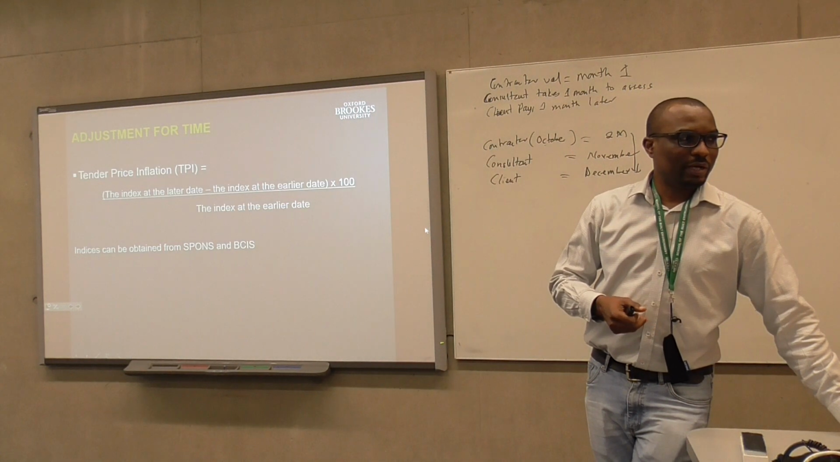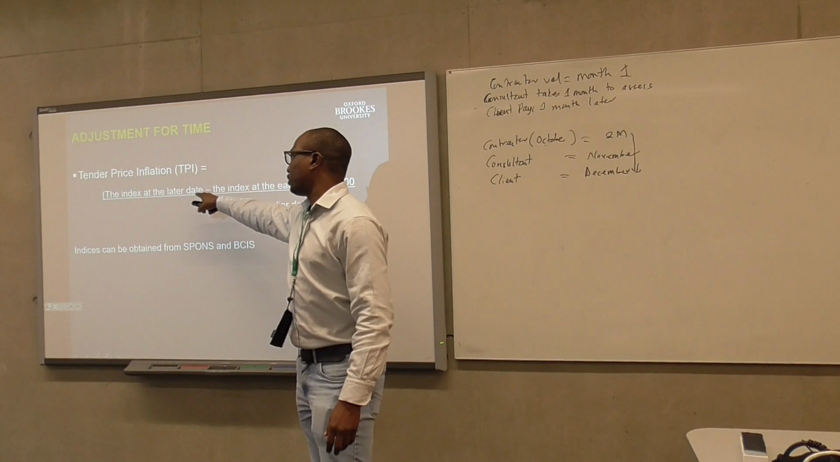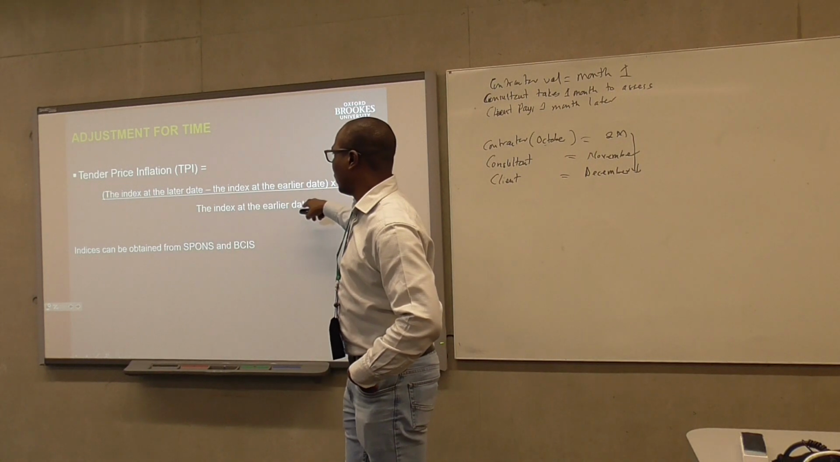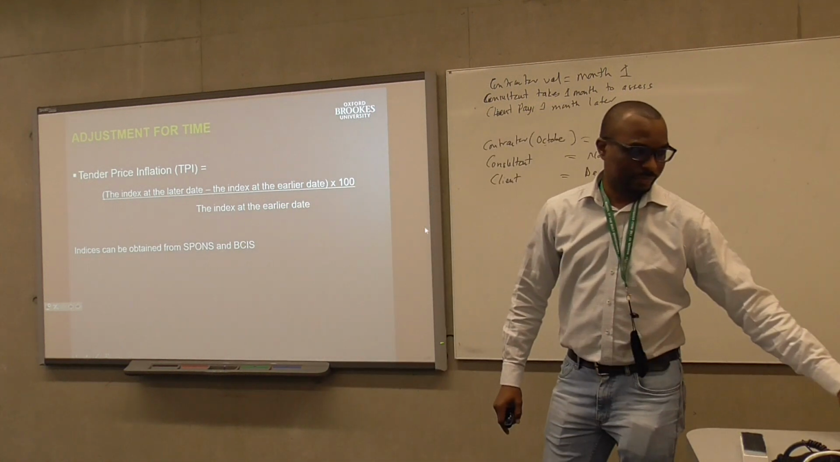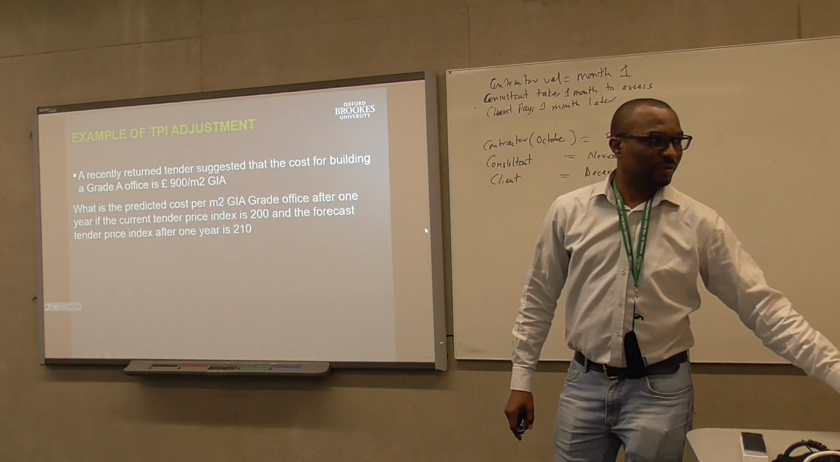And basically, to do the calculation, you just say what the index is at the date you are starting, minus what it is now, over the index at the earlier date. The same applies for location as well.